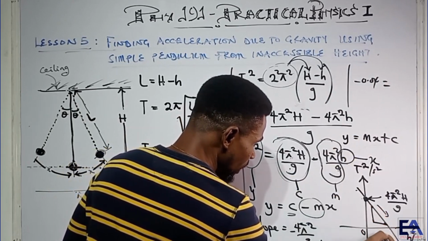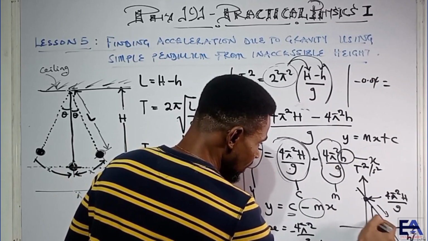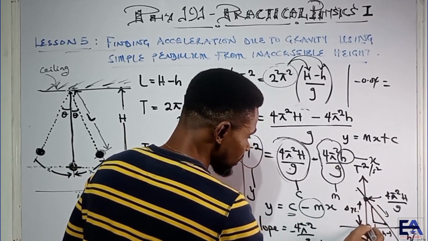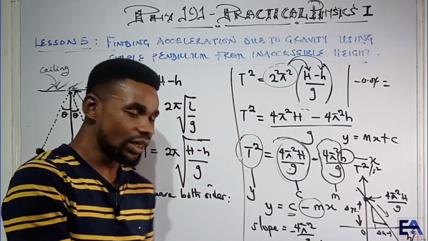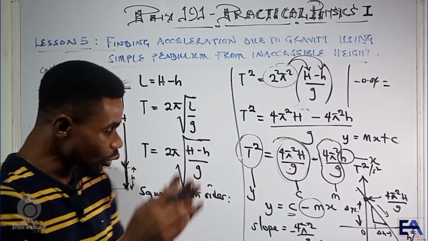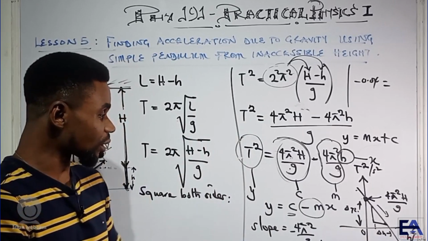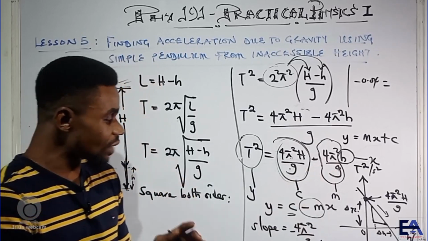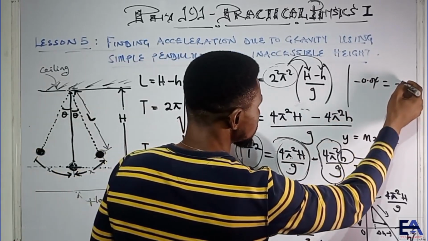You develop the slope triangle. You look for change in h and change in t squared. You do t squared 2 minus t squared 1 over h2 minus h1, and then you did all of those things and you got a particular value. Definitely the value is going to be a negative value, because whatever we see here has shown us that the slope is negative. So whatever value you now get, equate it to minus 4 pi squared over g.